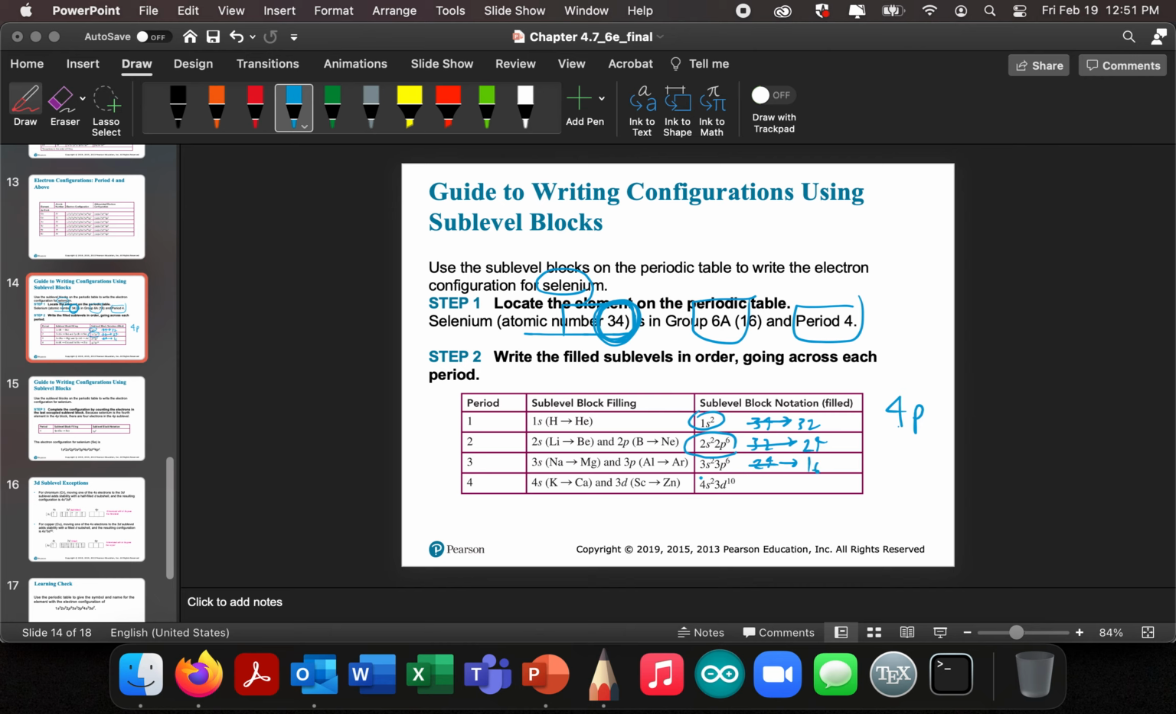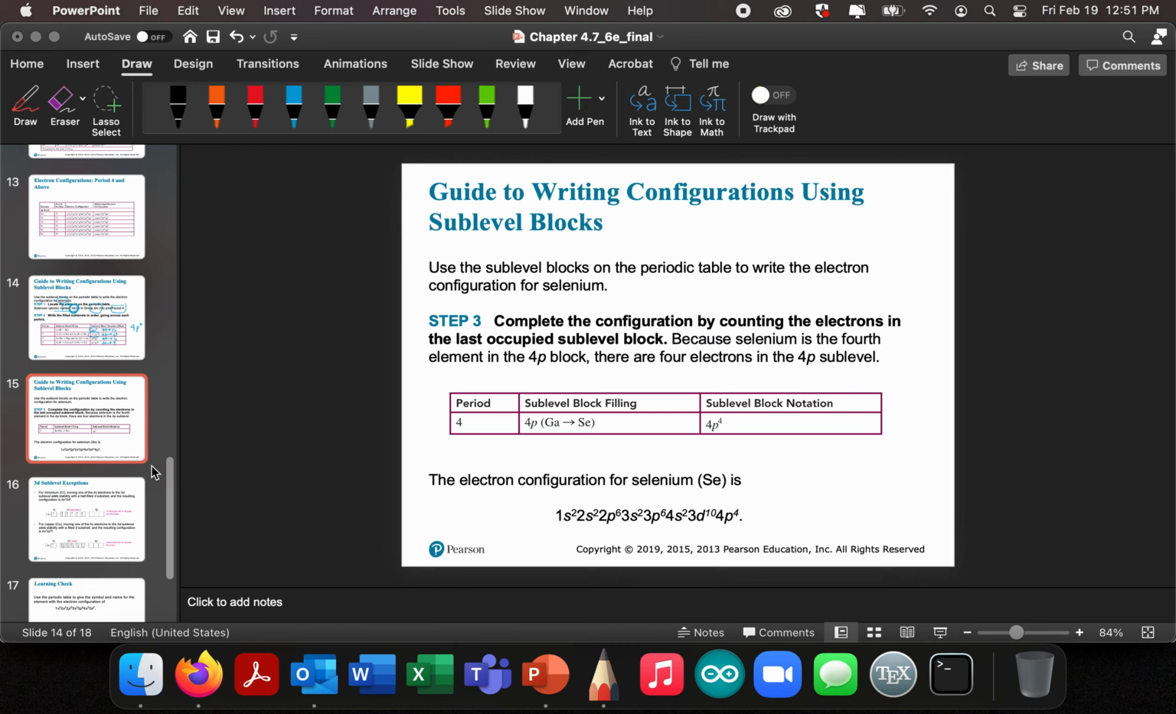And then we fill in 4s2 3d10. That's 12 more, so we've got 4 more to go. And that takes us into the P block, and so it's going to end with 4p4. Right, so the electronic configuration, I just sort of sped forward there.